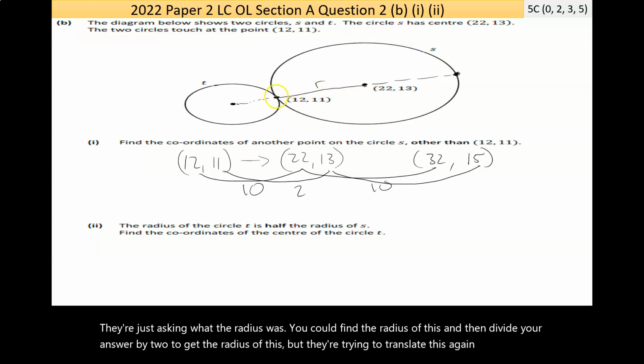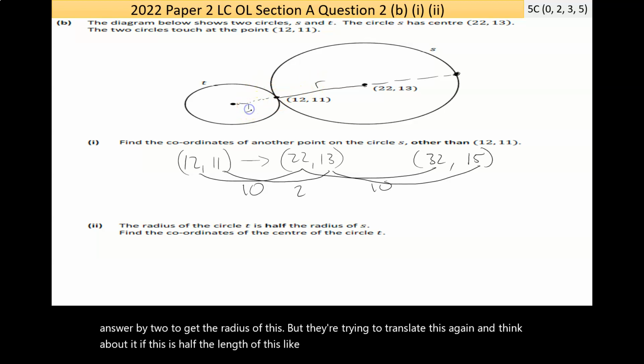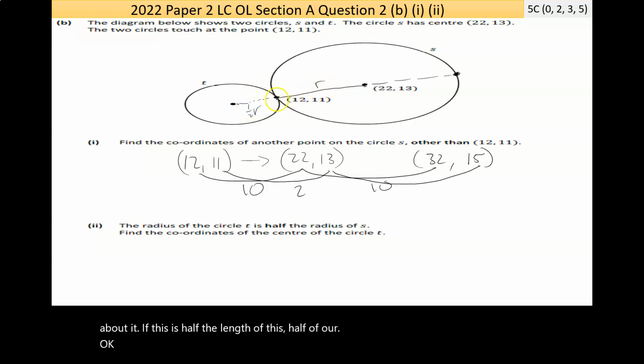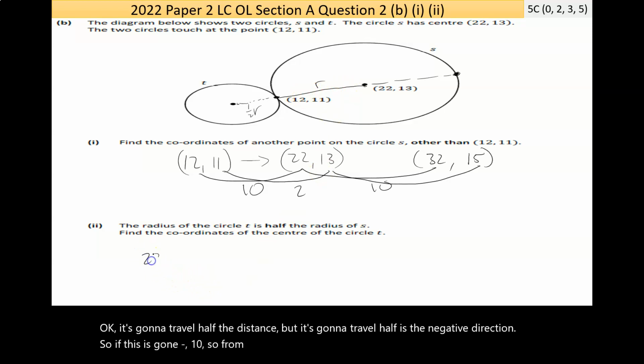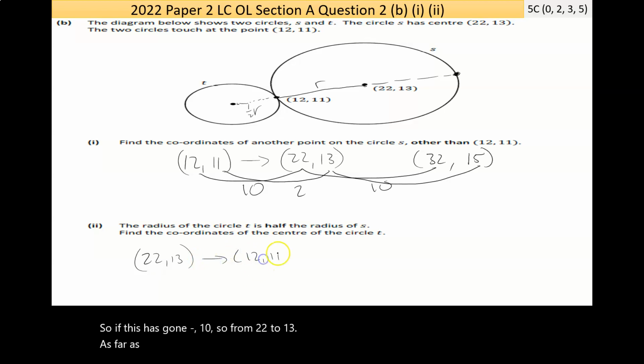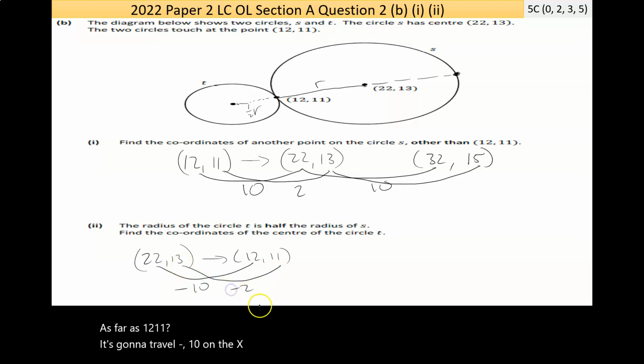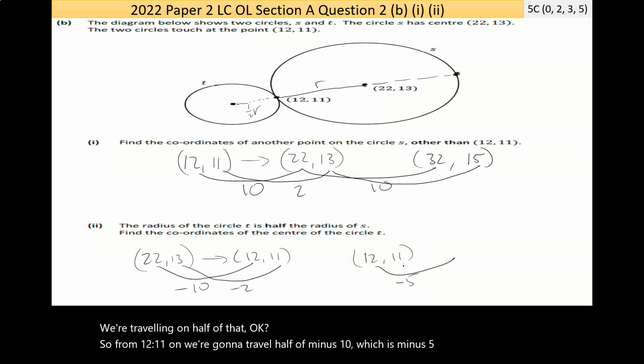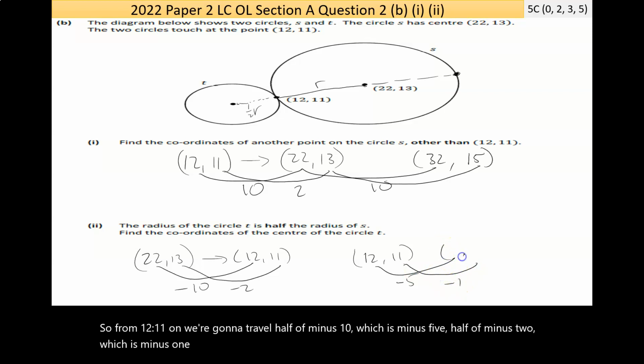If you think about it, if this is half the length of this, like half of R, it's going to travel half the distance, but in the negative direction. So if this is going negative 10, from 22, 13 as far as 12, 11, it's going to travel negative 10 on the x, negative 2 on the y. Now, we're traveling half of that. So from 12, 11 on, we're going to travel half of minus 10, which is minus 5, and half of minus 2, which is minus 1. And that should give us our two values.